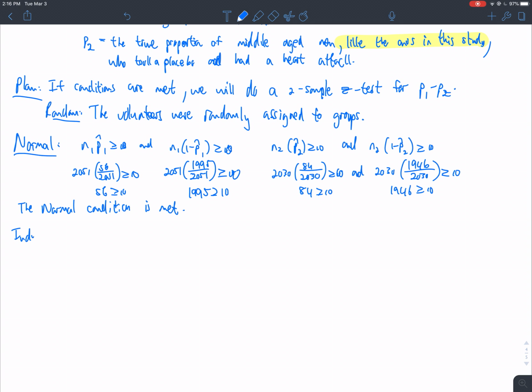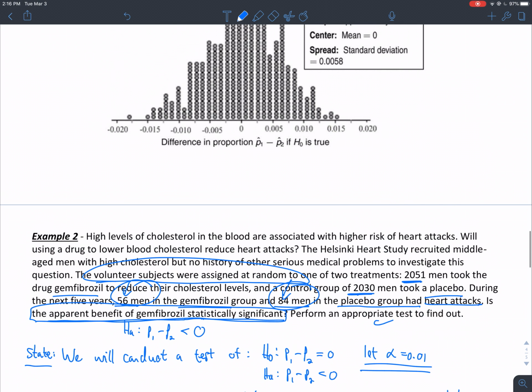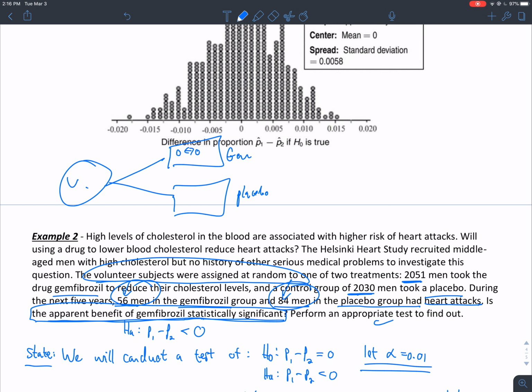And then independence. This is also different. It's an experiment, so I can't check the 10% condition. So I'm checking two things. Remember, we had volunteers, and then we did this random assignment to treatment groups, and there's gemfibrozil here, and there's placebo here. What we want to say is that individuals inside the group are independent of each other, and the groups are independent of each other.